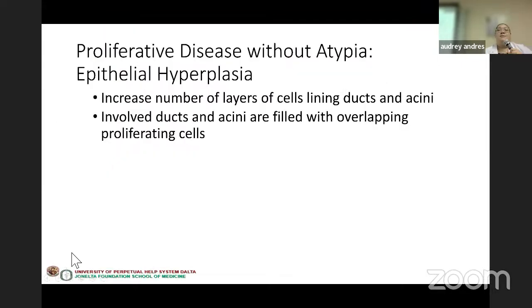Next would be proliferative disease without atypia. This is also called epithelial hyperplasia. So there's simply an increased number of layers of cells lining ducts and acini. So the involved ducts and acini are filled with overlapping proliferating cells.